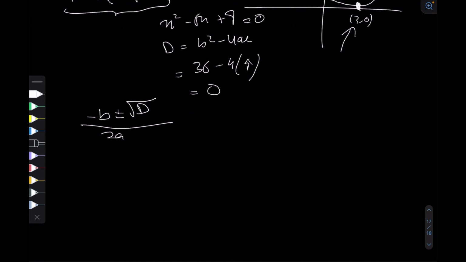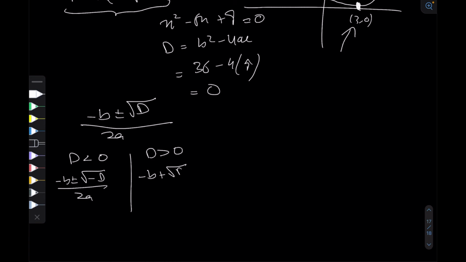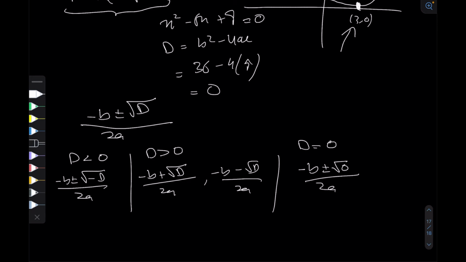So when my d was negative, this was a problem, that we got a negative root, and that was a problem. If my d was positive, one of the roots was this, the other root was this, right? So we had two real and distinct roots. When d is equal to 0, then we just have minus b plus or minus square root of 0 over 2a. So we just have minus b over 2a.